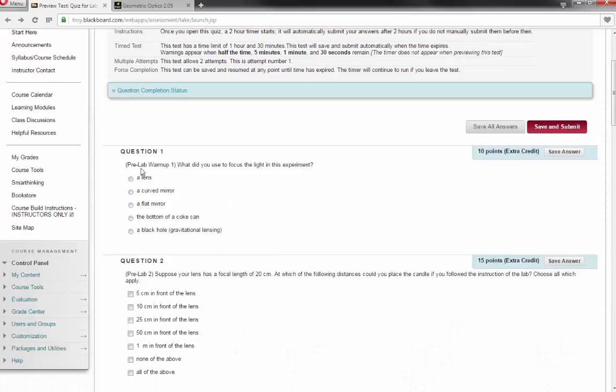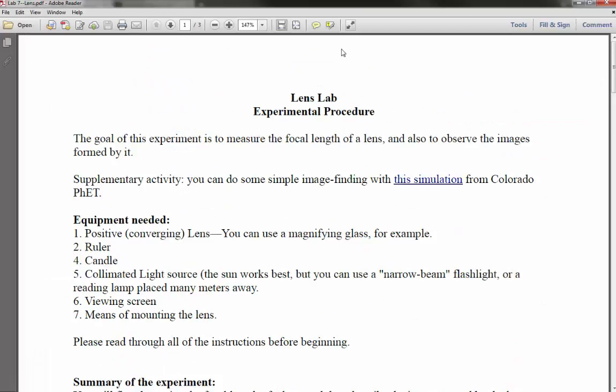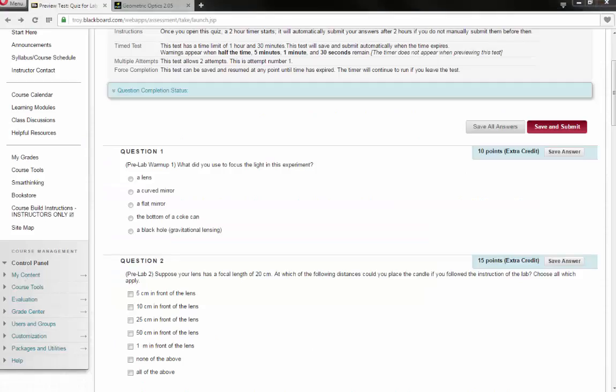Our first question is a pre-lab warm-up question, and it asks, what did you use to focus the light in this experiment? Given that this lab is called the Lens Lab, and that you're going to need a positive converging lens, for example a magnifying glass, it follows that the thing you're using to focus the light must be a lens.